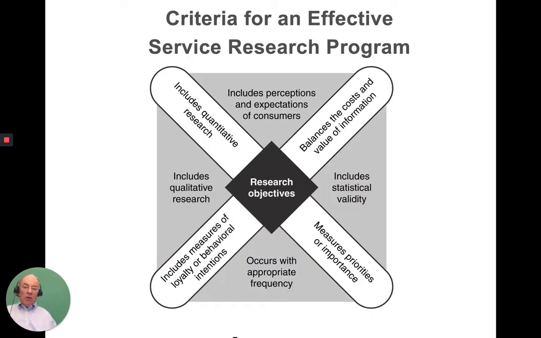Now, in order to do effective research, there's a number of different factors, and we're looking at expectations and perceptions of consumers. We have to look at both to make the whole thing work. And we use qualitative and quantitative research, as this states. But we want to make sure that the research we're doing is also statistically valid. So it's not just looking at a number. We're making sure that it actually has some meaning to it.